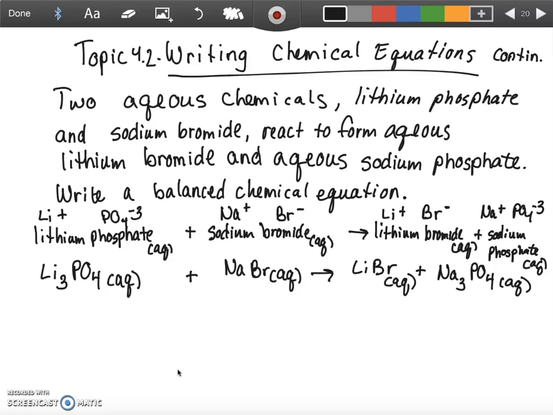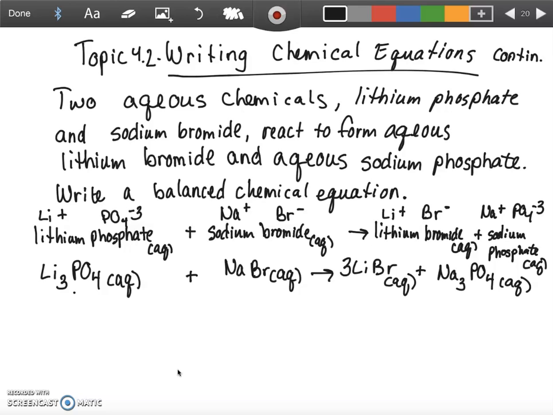Okay, now let's go through and make sure everything is balanced. Okay. Start with the lithiums. I have 3 lithiums here and 1 lithium here. No, oopsies. We're going to need to put a 3 over here to balance out those lithiums. Yes, it changes the bromines, but we'll get to that later.